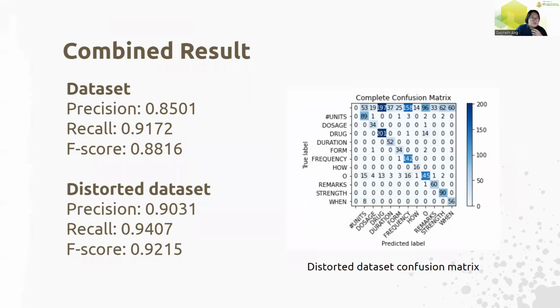For an overall testing, we tested both the OCR and NER modules in one go, and the results show fairly high accuracy with the F-score being 0.8816. With the distorted dataset, the overall F-score came out to be 0.9215.